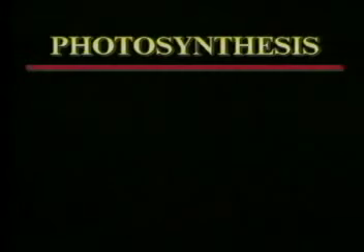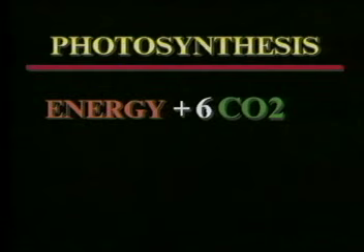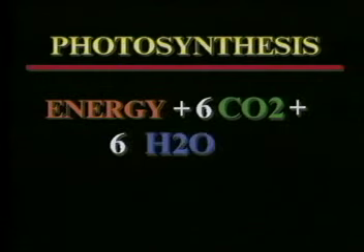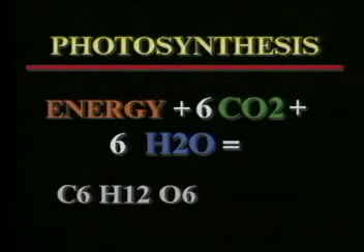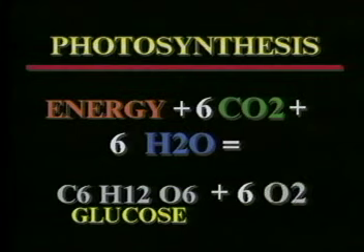We may summarize the complicated process of photosynthesis more simply as follows. Energy, plus 6 carbon dioxide molecules, plus 6 water molecules equals C6H12O6, which is glucose, plus 6 oxygen molecules.